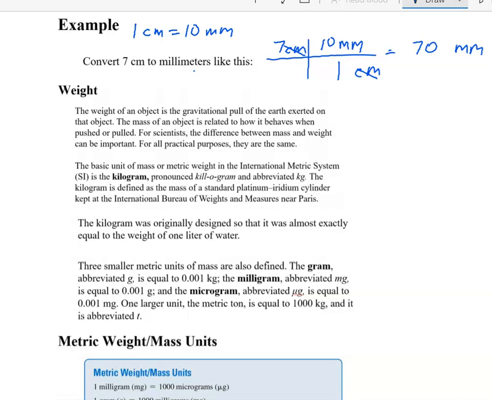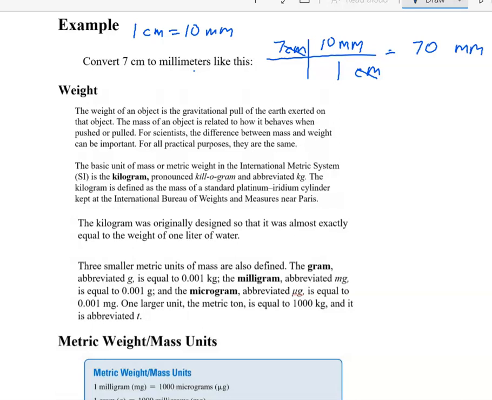The basic unit of mass or metric weight in the International Metric System is the kilogram, and the kilogram is defined as the mass of a standard platinum iridium cylinder kept at the International Bureau of Weights and Measures near Paris.